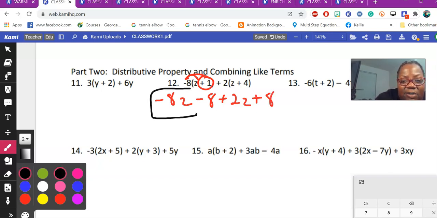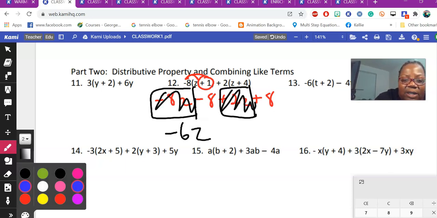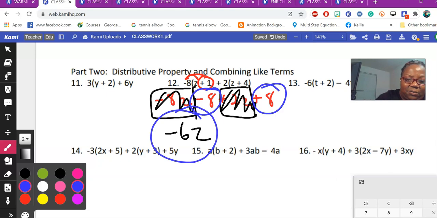Combining like terms, I'll start with the z's. I have negative 8 combined with a positive 2. That's going to give me a negative 6z. Right? Then I combine other terms. I have a negative 8 and a positive 8. A negative and a positive of the same number basically cancel out. Okay? So we don't have to write anything left because this will be our final answer, which is negative 6z.